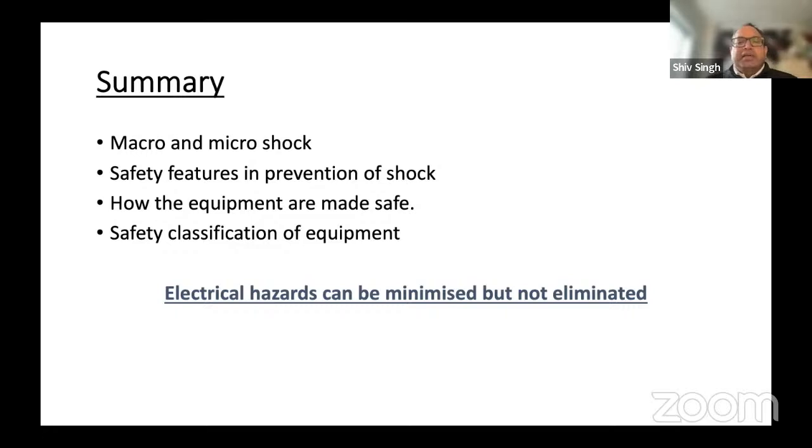So to summarize and come to the end of the lectures, you need to know what is the difference between the macro and micro shock. You need to know what are the safety features required to prevent shock. You should know how the equipments are made safe. And what are the safety classification of equipment? And in the end, don't forget that we can only minimize the electrical hazards. We cannot eliminate it. Okay, thank you guys. And again, ready for taking any questions.